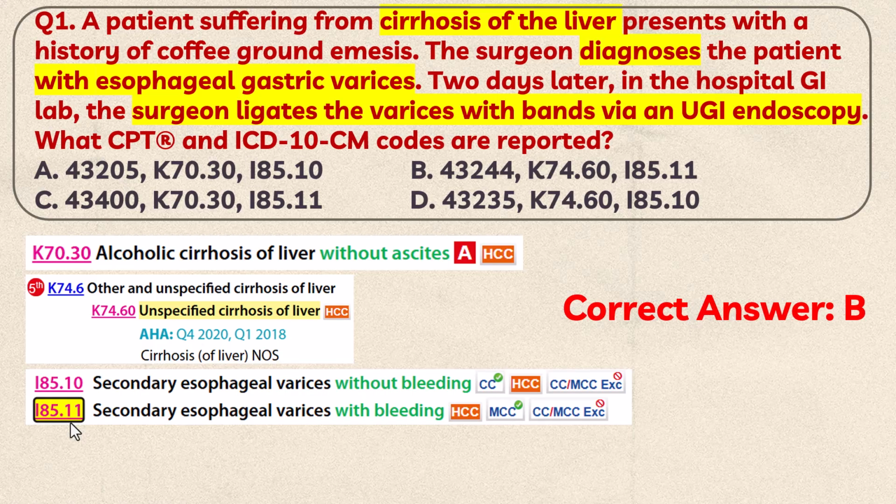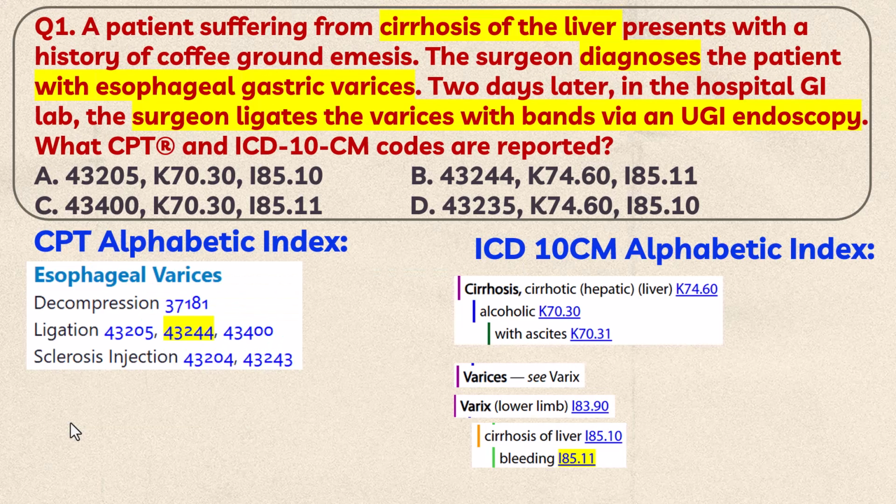So if you encounter this case in a real working scenario, you have to use the alphabetic indexes of both CPT and ICD-10-CM. When you go to the CPT alphabetic index, first you have to search for the main term esophageal varices, then go for the subterm ligation. It will lead you to the following 3 codes. Again, come back to the tabular list and confirm the answer.